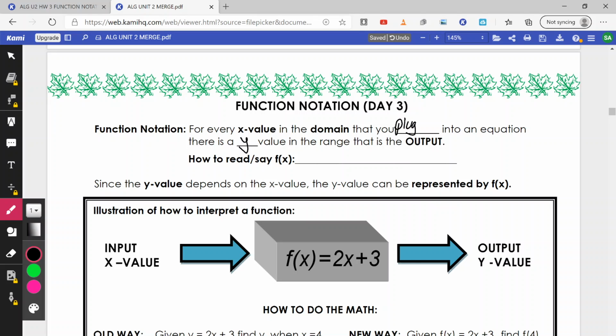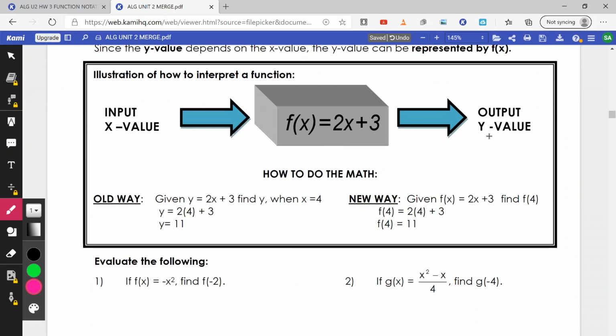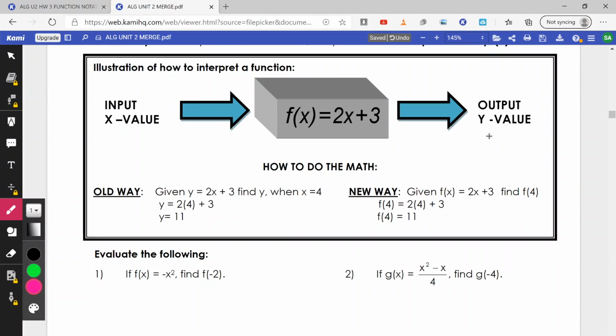Now, the notation for our new equations is going to begin with this: f parenthesis x parenthesis. Now, we don't say it like that. We really say it f of x. And this is shorthand for function of x in relation to y. Because the y value depends on the x value, the y value is represented by f of x. So this diagram shows the difference between the old way and the new way.